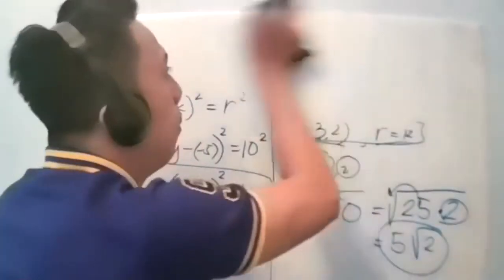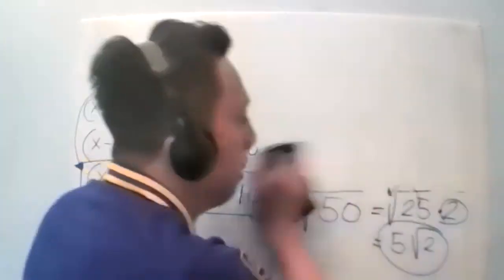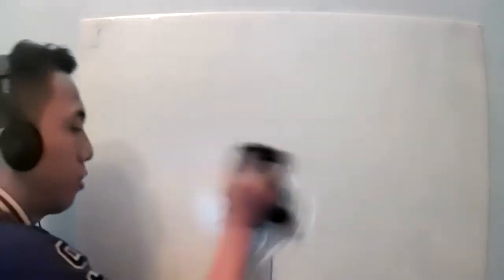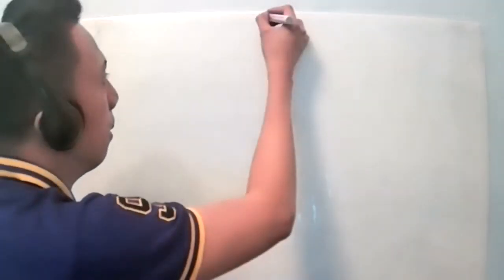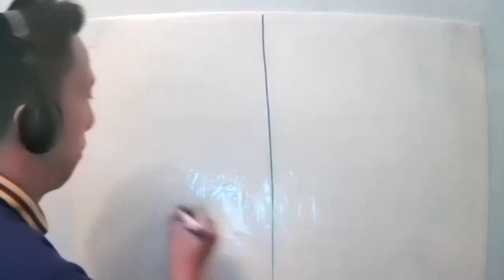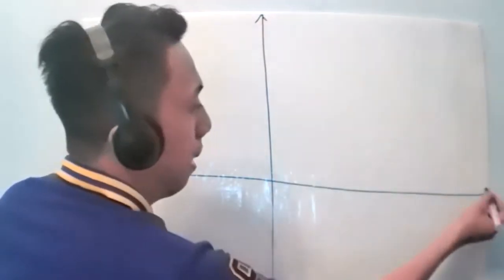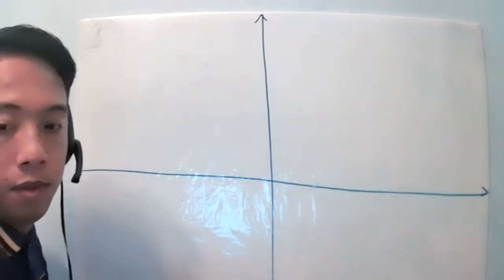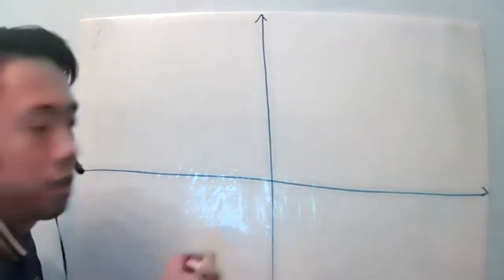What if our given is a graph? How can we find its center, radius, and also the equation? Diba? Paano kung ang given natin ay graph? For example, this is our graph. Ang graph natin para makita ninyo. Yan. What if our given is a graph? Straight pa siya. This is straight, no?